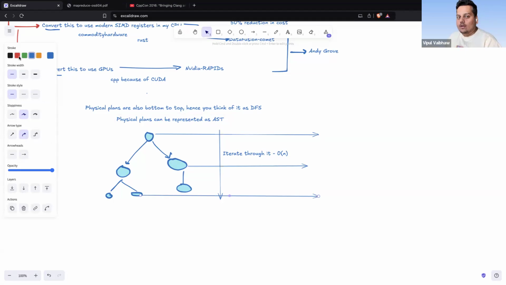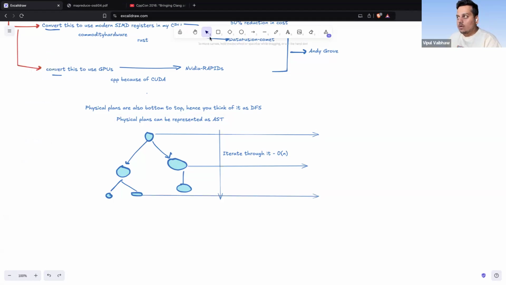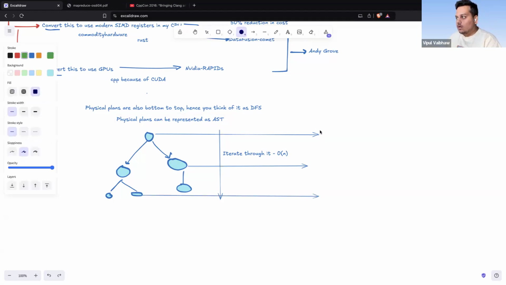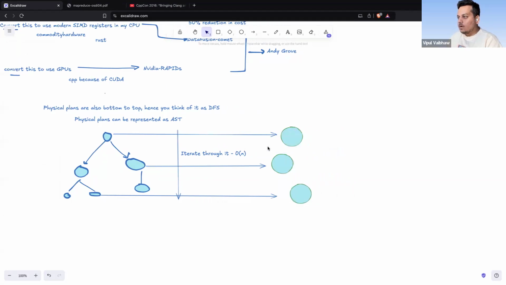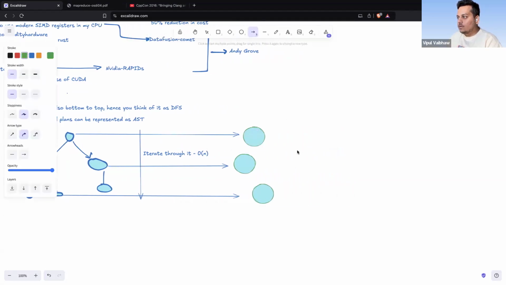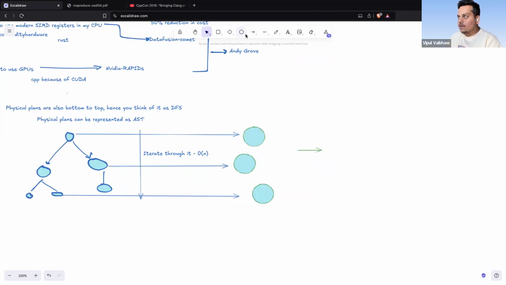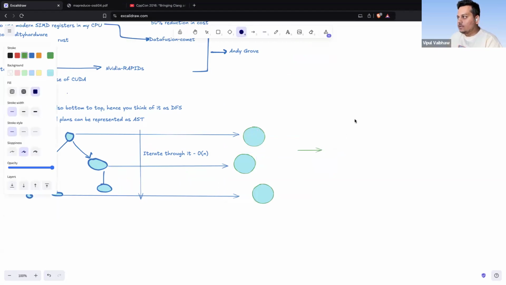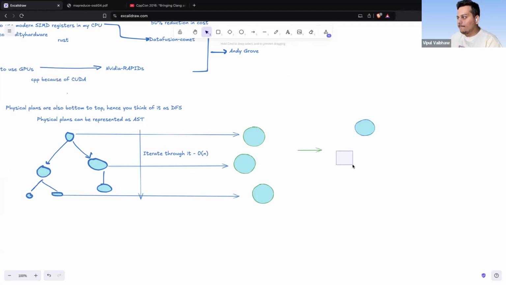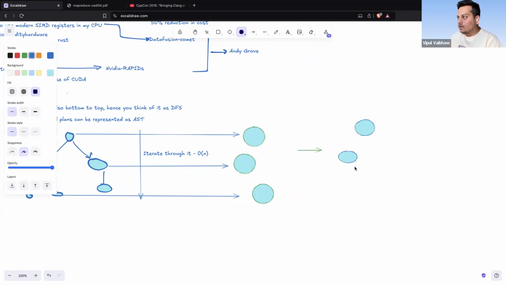Just let me know if you have already understood the idea. And then you get the final physical plan, which will be like this. Give me some time, taking time deliberately.